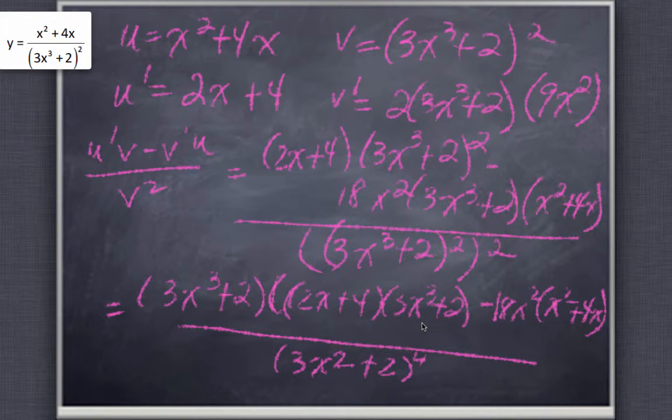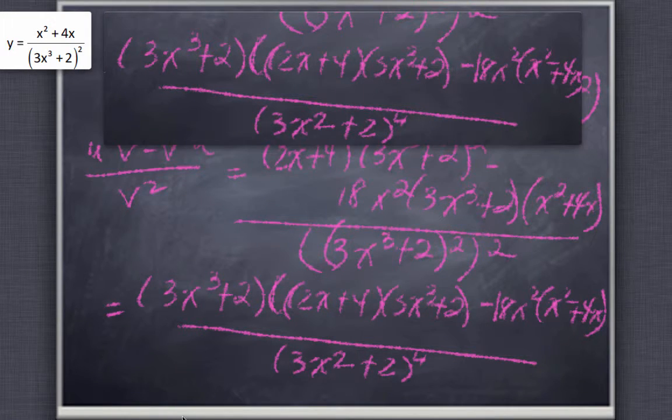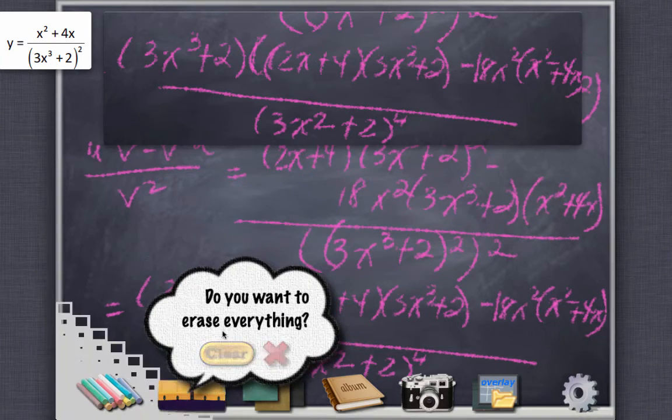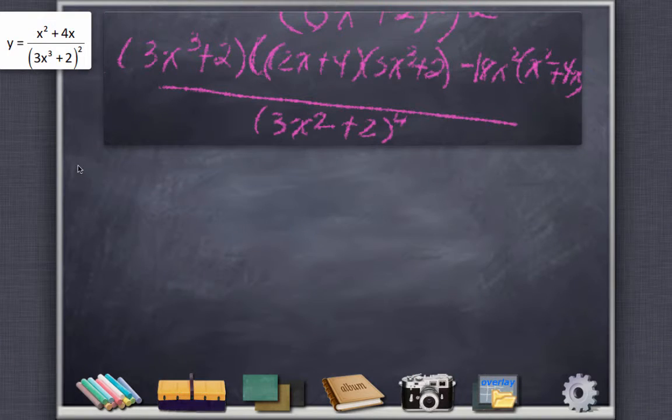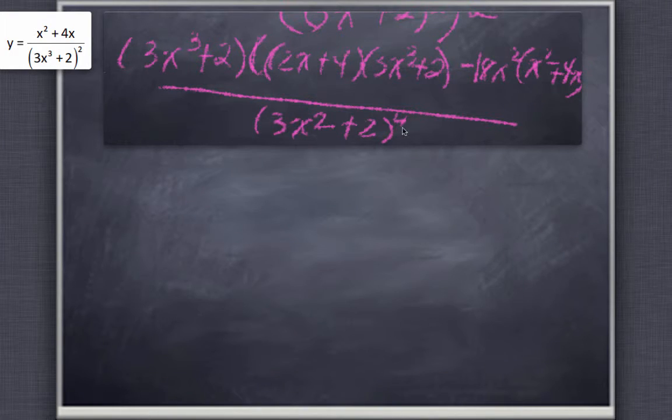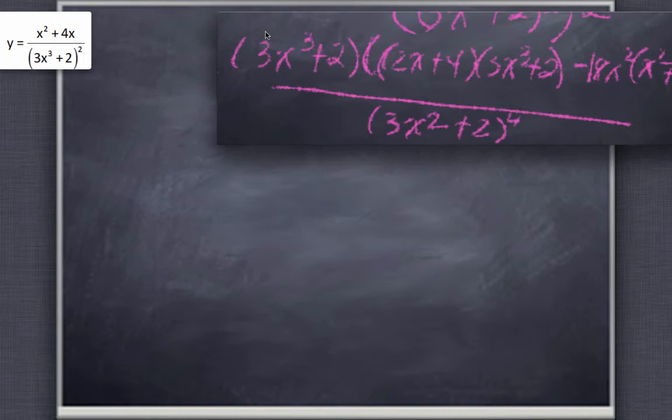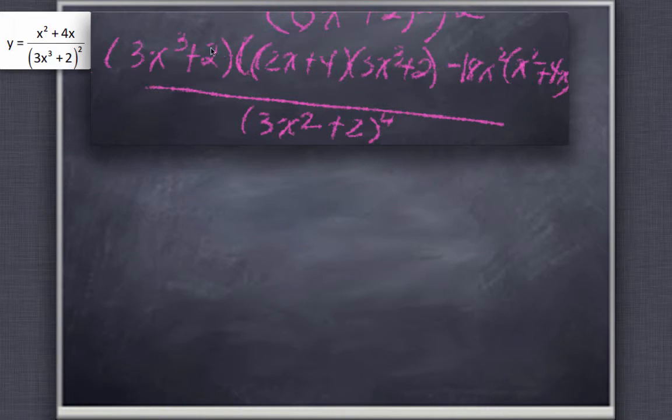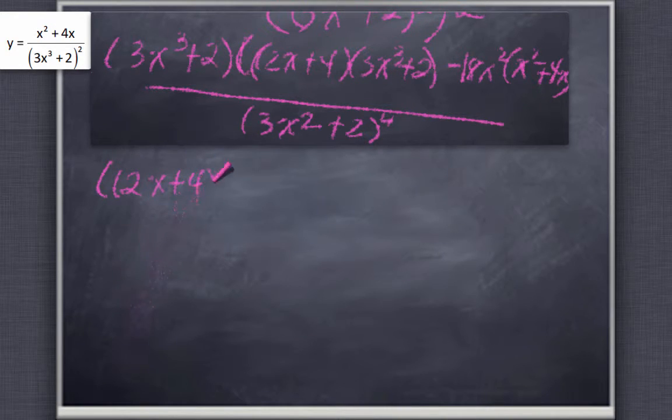Hope to be able to continue to read that. So I have a 3x cubed plus 2 in the top. And then I have 4 of them in the bottom. So I can cancel that with one of these. So that I have this piece. I'll write this.